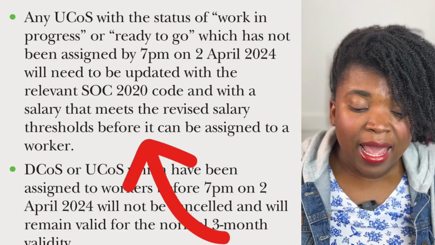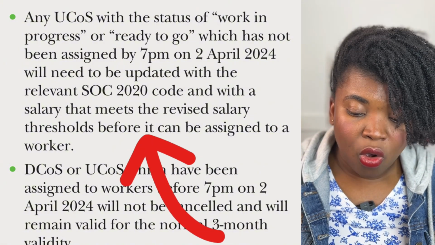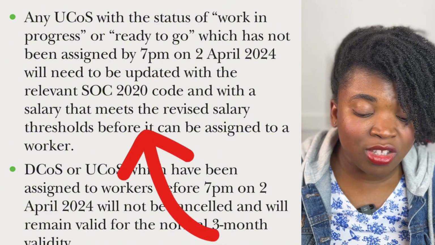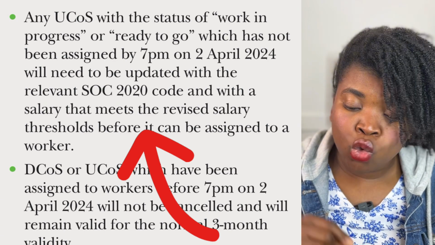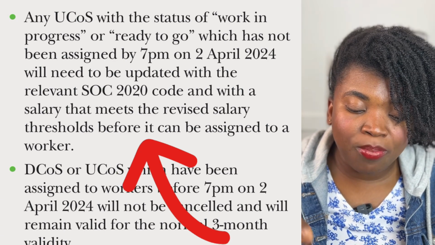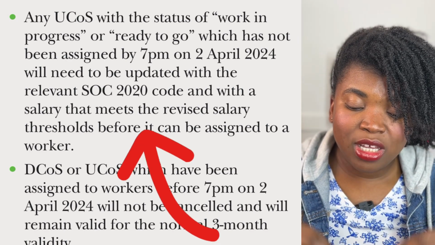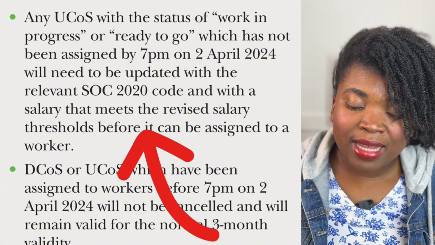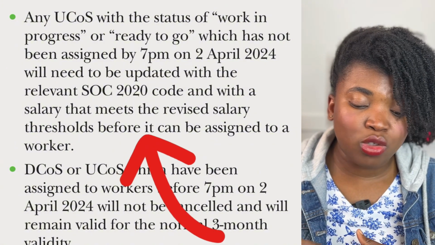Now, another thing is any UCOS with the status of work in progress or ready to go, which has not been assigned by 7 p.m. on 2nd of April 2024, will need to be updated with the relevant SOC 2020 code with a salary that meets the reverse salary thresholds before it can be assigned to a worker.